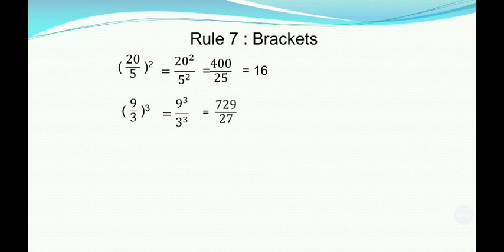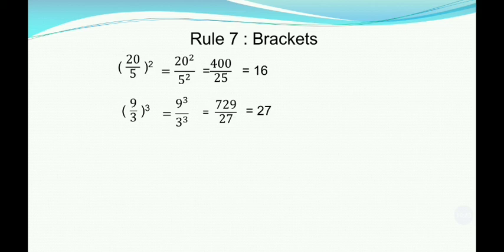Rule number 7, brackets. Here we have it in the form of division, that is 20 by 5 whole square. When you remove the brackets here, it becomes 20 square divided by 5 square. 20 square is 400, 5 square is 25. So we will get the answer as 16. Next example is 9 by 3 whole cube. When you remove the brackets, it becomes 9 cube divided by 3 cube. 9 cube is 729 and 3 cube is 27. So the final answer is 27.